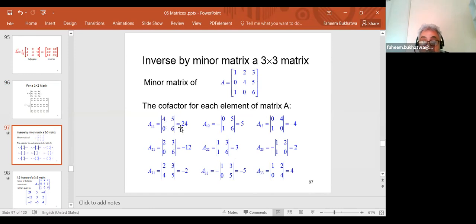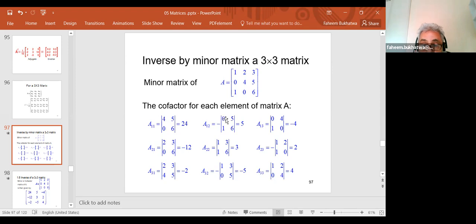What's the determinant for this one here? It's 4 times 6 is 24 minus 0. You multiply that minus that always. Now, what about the 2 value? You hide that row and that column. You're left with 0, 5, 1, 6. Remember, that's a plus sign. This is going to be a minus sign.